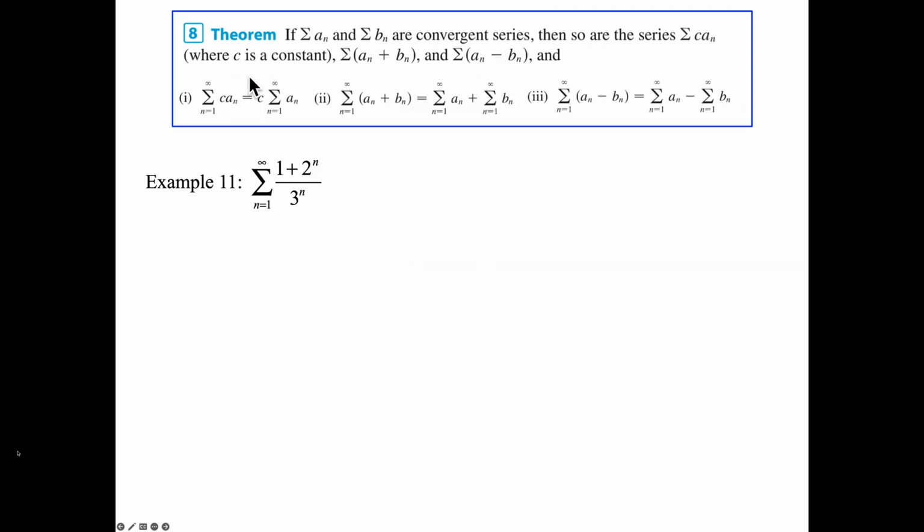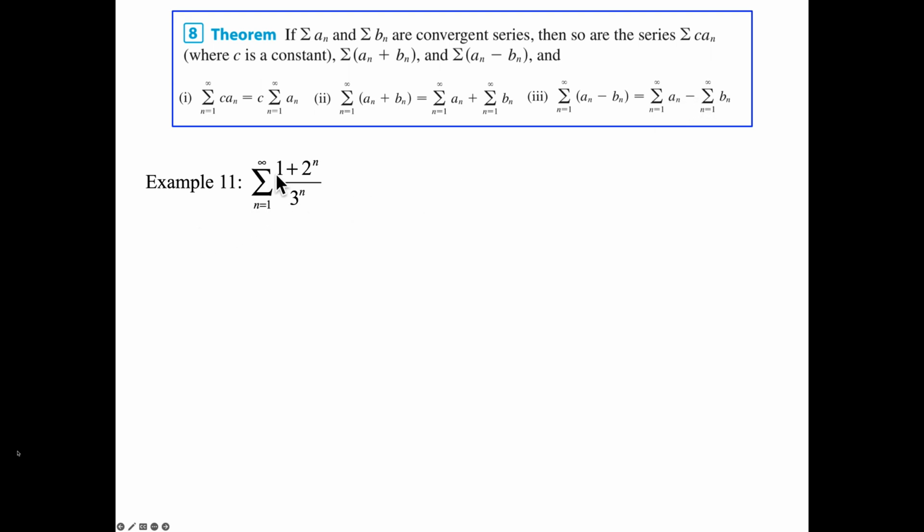Okay, next, theorem 8. These are all of your properties of summations, where c is a constant. If you have a scalar being multiplied to your sequence, again, you can factor it to the front. If you are adding two sequence functions together, you can write them as two summations. Same thing if you're subtracting the two sequence functions, you can write the summations as subtraction. That way we can look at those limits individually.